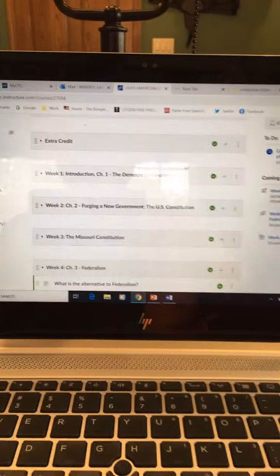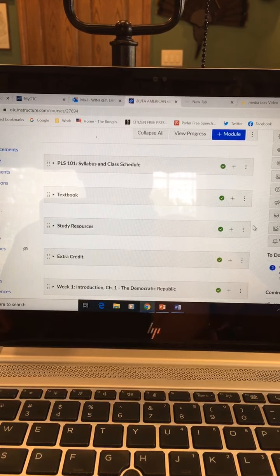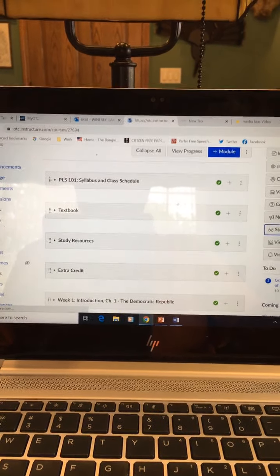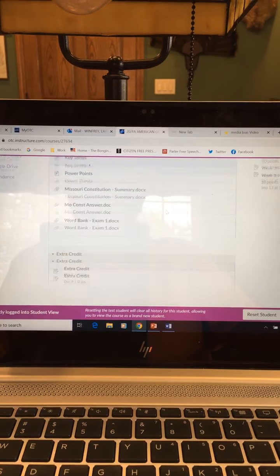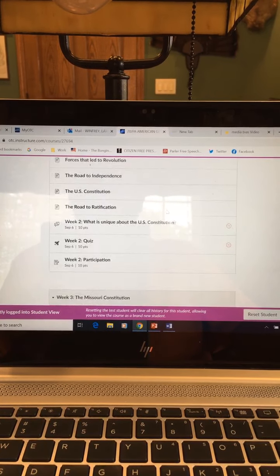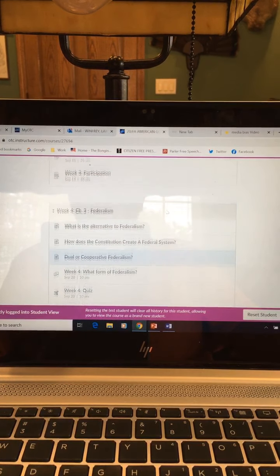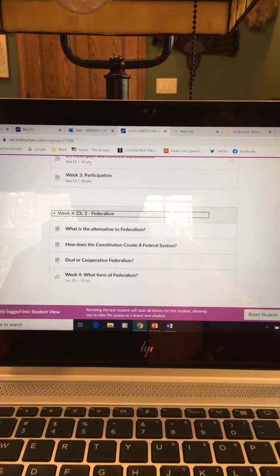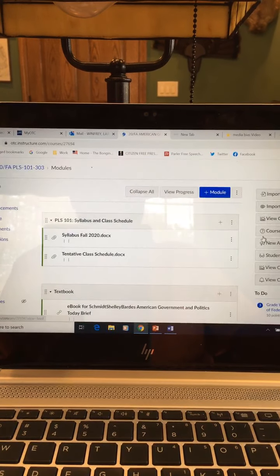And let me get here to... I'll show you. I'll flip you around. Here's the Canvas. And let me do the student view. So this is what you will see. If you go down to next week's materials, this is the one we just finished up. And I'm not going to be able to do the student view because I haven't published it yet.